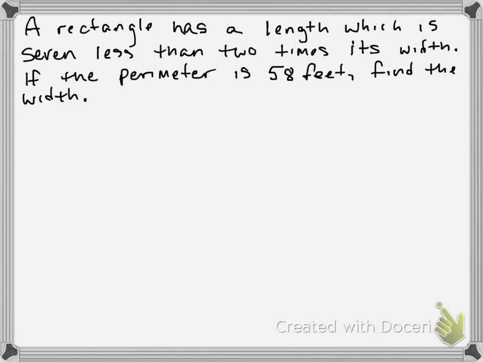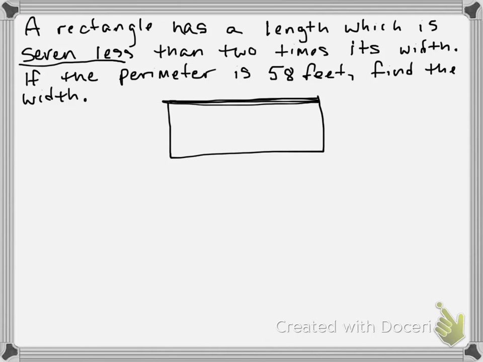For me, anytime I'm doing a problem like this, I got to make a little math picture. I'm talking about a rectangle. The length, alright, so that's going to be this part. The length is 7 less. Okay, so whatever I have, I need 7 less than that. So I would do that by subtracting 7. 7 less than 2 times the width.